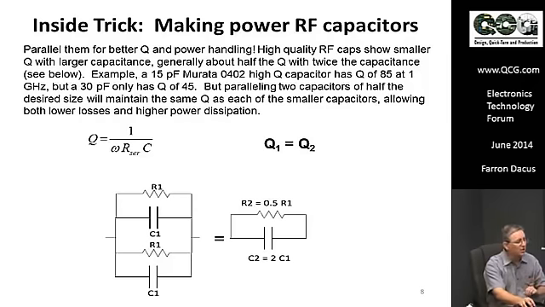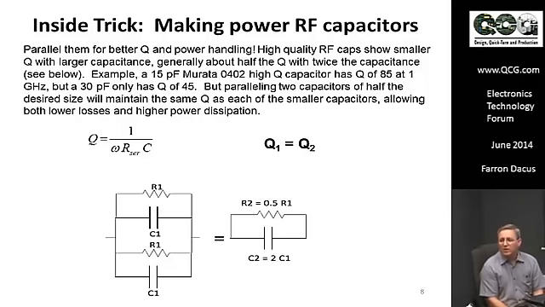There are many of these, of course, in RF, but this is one that follows directly from these basic principles and is quite handy when you're having to handle some real RF power. High-quality RF caps will typically show a smaller Q with larger capacitance, generally about half the Q with twice the capacitance. So if you parallel 2 caps with smaller value, you can get a much higher Q than the larger capacitance. Generally, you can maintain the Q of the smaller capacitance when you parallel up copies of it.